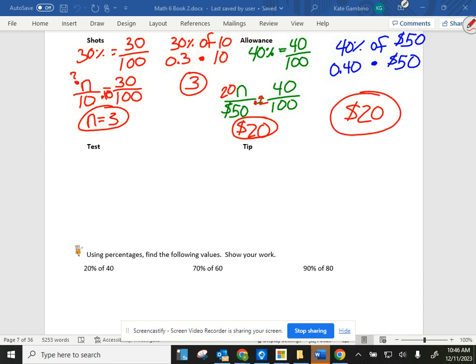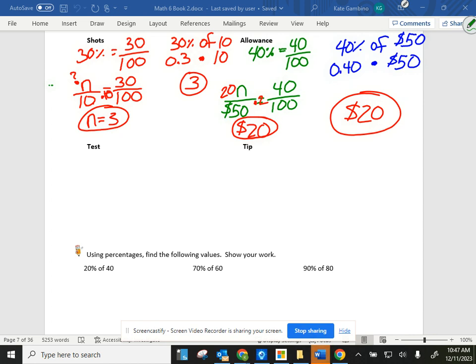So you need to ask yourself, does it make more sense for me to do a proportion, or does working with the decimals and multiplying make more sense? Either way, we get the same answer. So let's look at our test question. The test is worth 40 points, and she got a 90%. If I'm going to solve it using the fraction way, how would I write that?